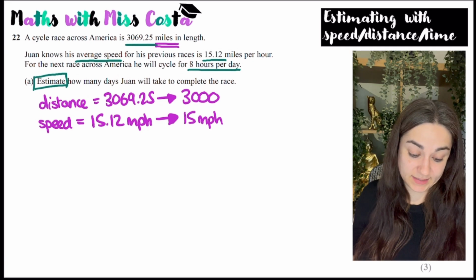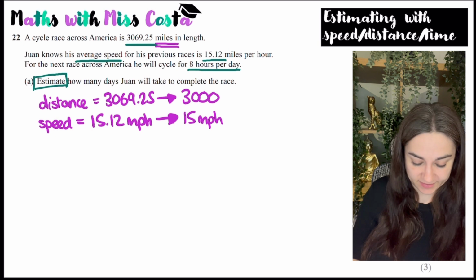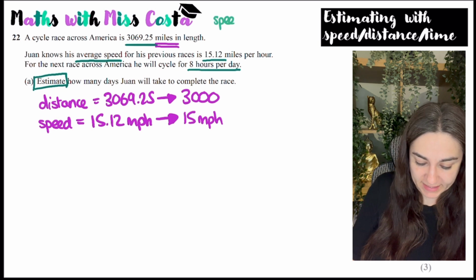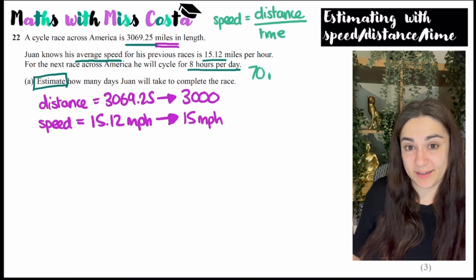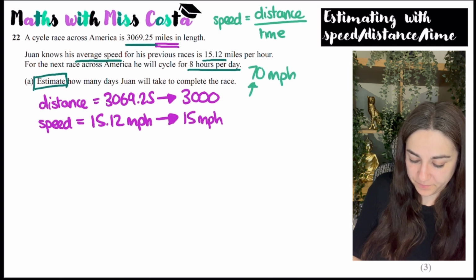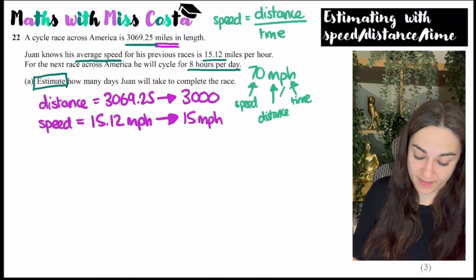So to estimate how many days he's going to complete the race, I'm using speed, distance and time. So what's the formula for speed, distance and time? I know that speed equals distance divided by time. If you ever get stuck, just think of the national speed limit, which is 70 miles per hour. What is 70? That's the speed. What is miles? That's distance. And per means out of, so divided by, and hours is time. So if you forget the formula, you can think of it that way.